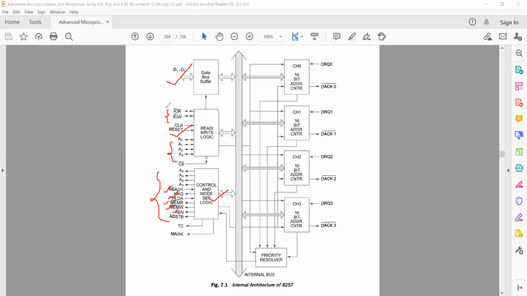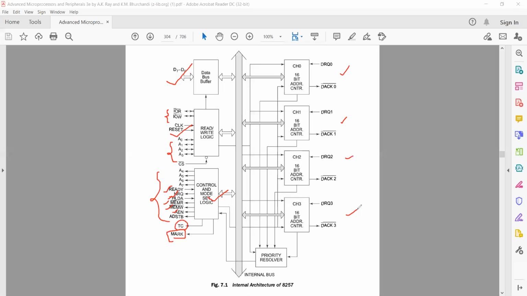Okay, so we'll study all these signals individually later in our discussion. This is also one of the important signals here. TC means terminal count, and mark is also one of the important signals. We'll study individually what these signals mean. Coming to the right side, you have 4 channels here: CH0, CH1, CH2, and CH3.